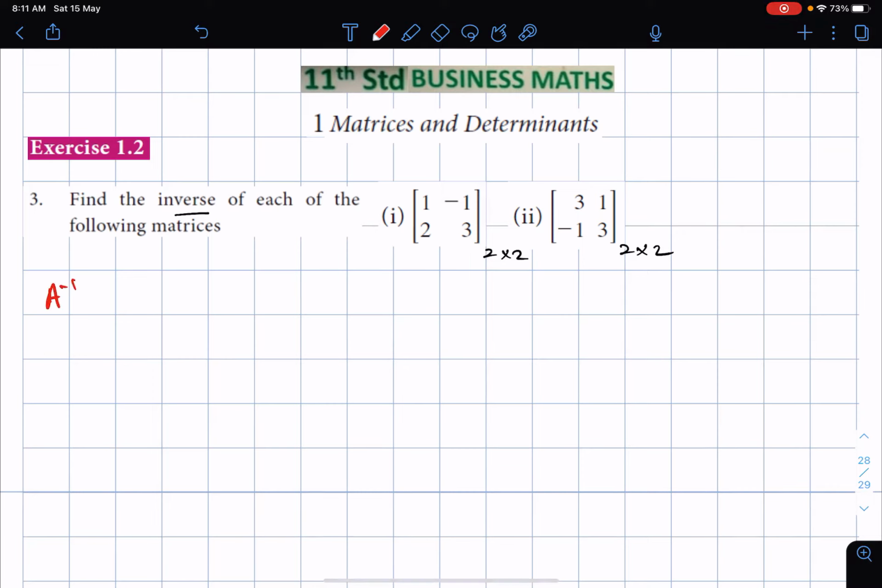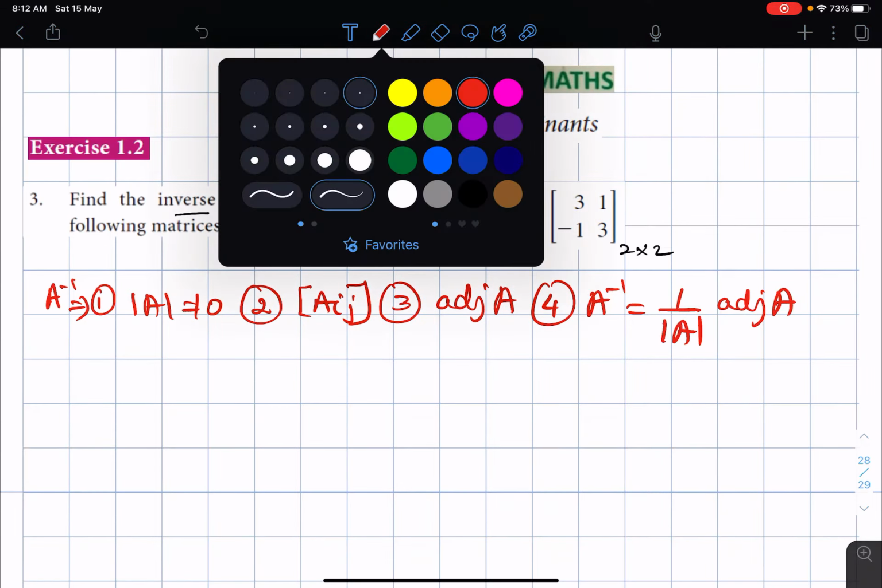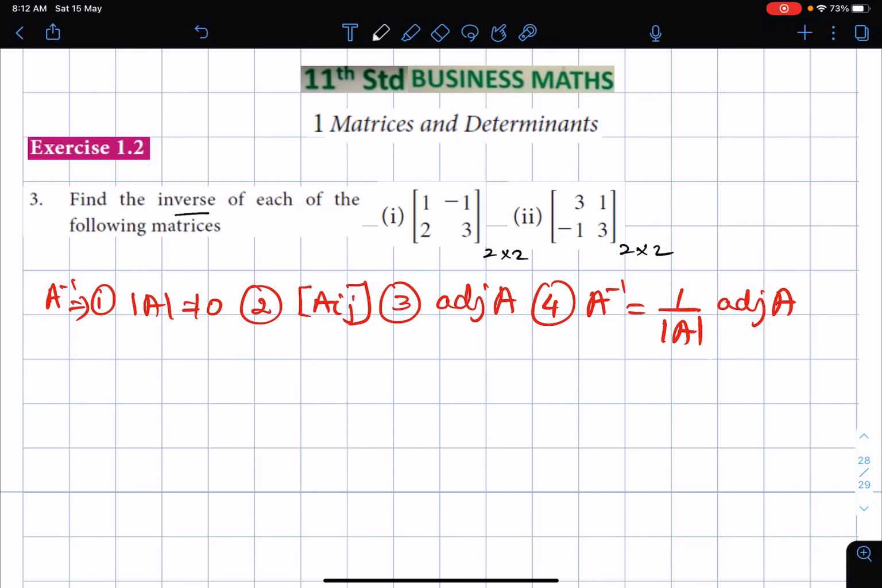For A inverse, you can write it as first step, determinant of A not equal to 0. Second step, find the cofactor matrix. And third one, find adjoint of A. And fourth and final step is going to be A inverse equals 1 by determinant A into adjoint A. So these 4 steps you are going to follow wherever you get the inverse problems.